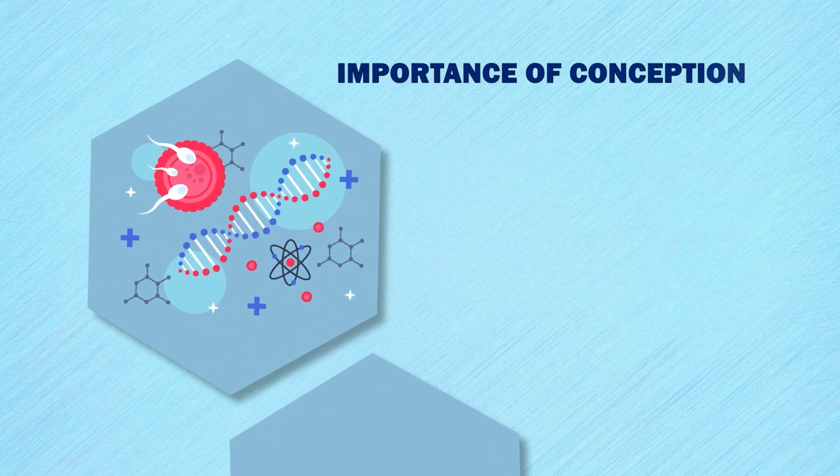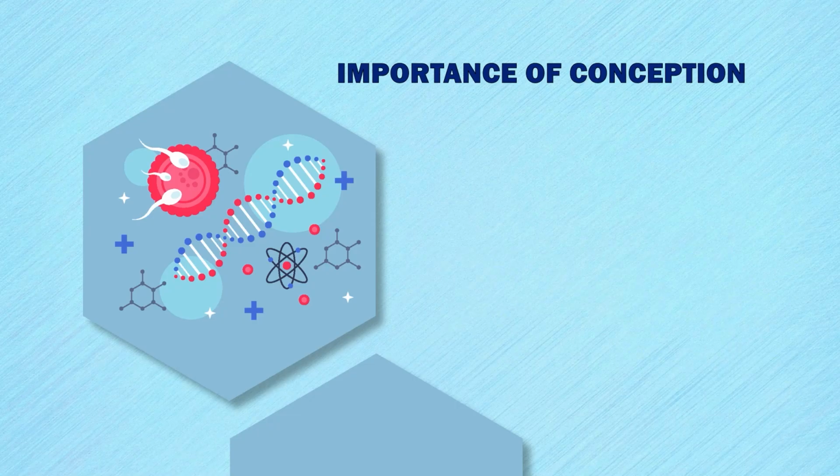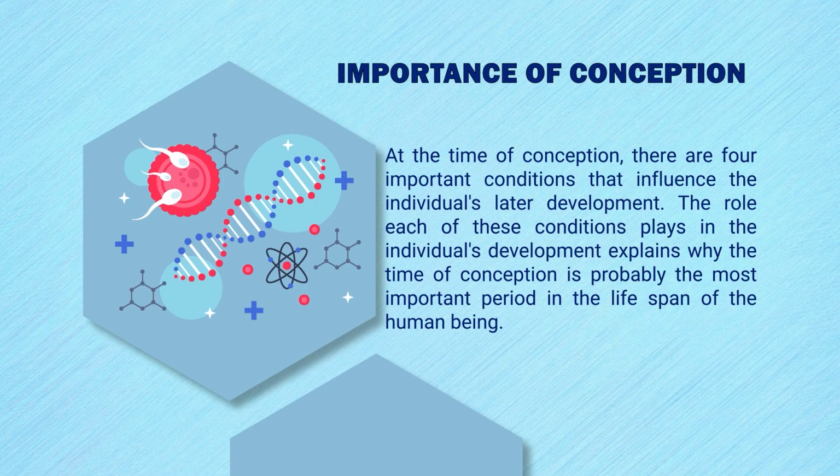Now, what is the importance of conception? We've talked about the period from the 1st month to the 9th month. Now, let us understand the importance of conception. At the time of conception, there are 4 important conditions that influence the individual's later development.